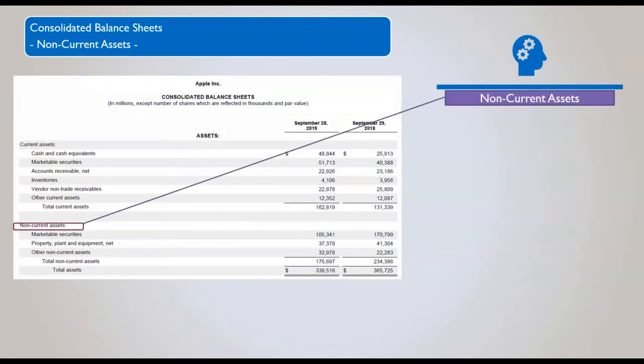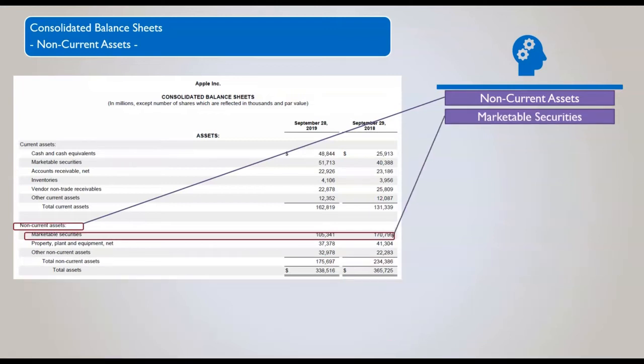In this section, I've taken an excerpt of Apple's balance sheet looking at the non-current assets portion. So non-current assets includes all of the assets that do not meet the definition of current assets. In other words, those assets which are greater than 12 months or a normal operating cycle. Here, we see that Apple's non-current portion of its marketable securities was $105.3 billion, which is a significant balance.